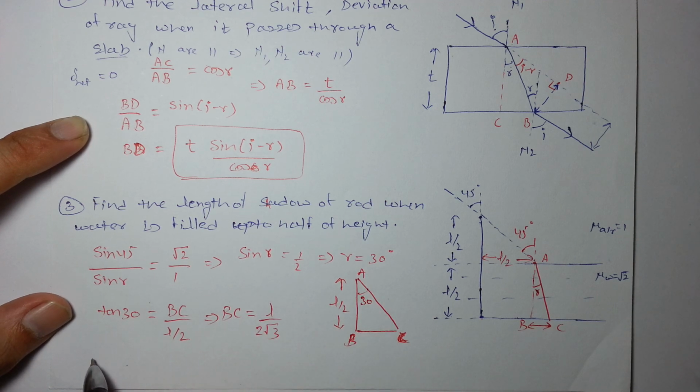So what is the total length of the shadow? L of shadow is nothing but L by 2 plus L by 2 root 3. We can take out L by 2 common, 1 plus 1 by root 3. That is the length of the shadow.